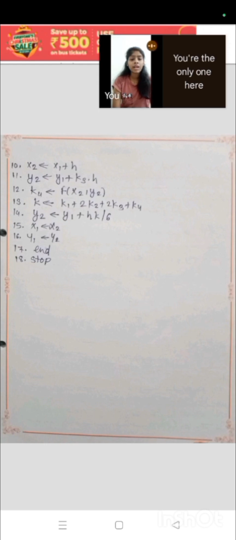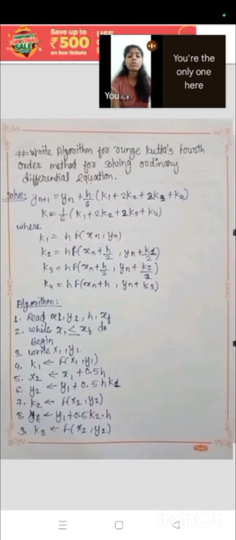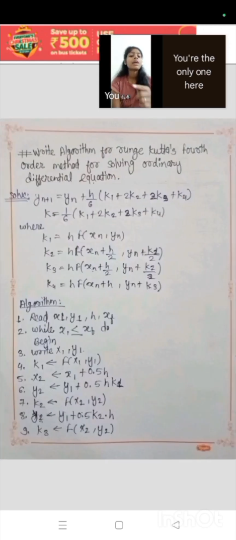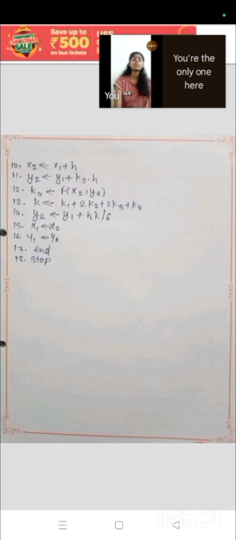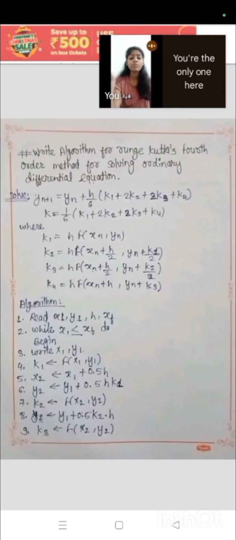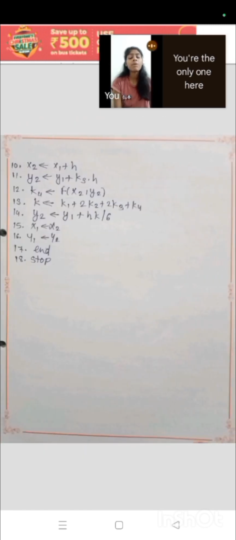Now we take the k formula, and the k formula is k is equal to 1 by 6 (k1 plus 2k2 plus 2k3 plus k4), so we put this formula in the algorithm: k is equal to k1 plus 2k2 plus 2k3 plus k4, and y2 is equal to y1 plus h k by 6. Then we put the x2 value in x1 and the y2 value in y1, and this is the end of the while loop and the end of the algorithm.